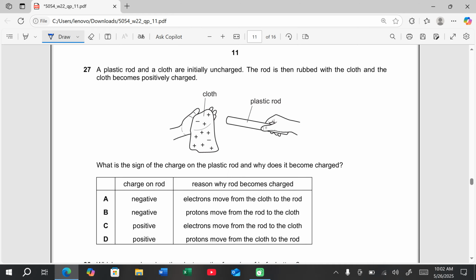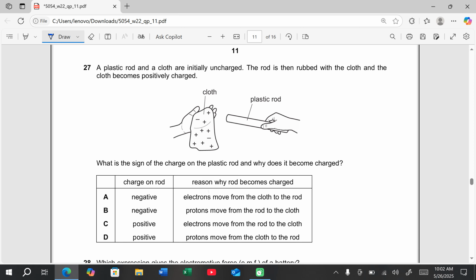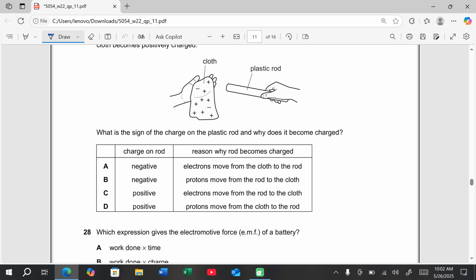A plastic rod and the cloth are initially uncharged. The rod is then rubbed with the cloth, and the cloth becomes positively charged. Now the cloth becomes positively charged. It means electrons from the cloth are traveling to the plastic rod. So the charge on the rod is negative. Yes. So C and D are wrong. Electrons move from cloth to the rod. Protons move from the cloth to the rod? Protons never move. So it's A only.